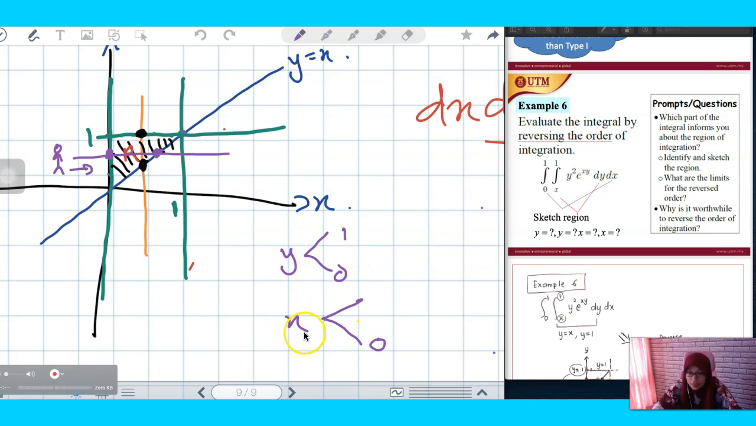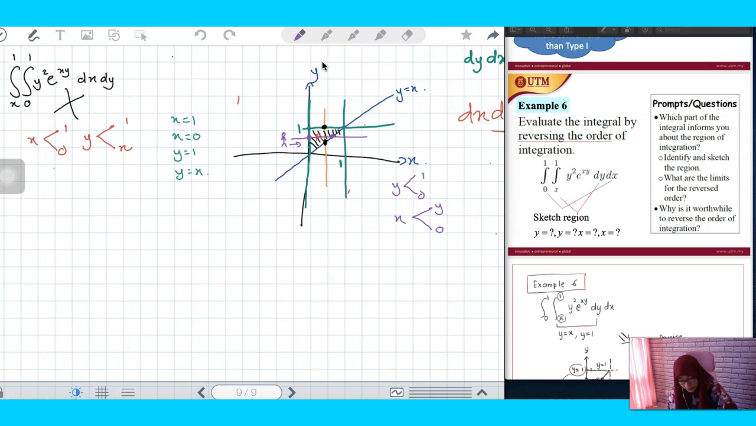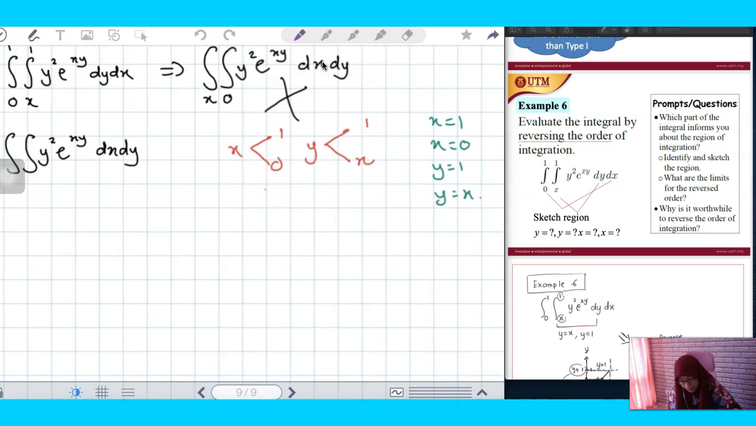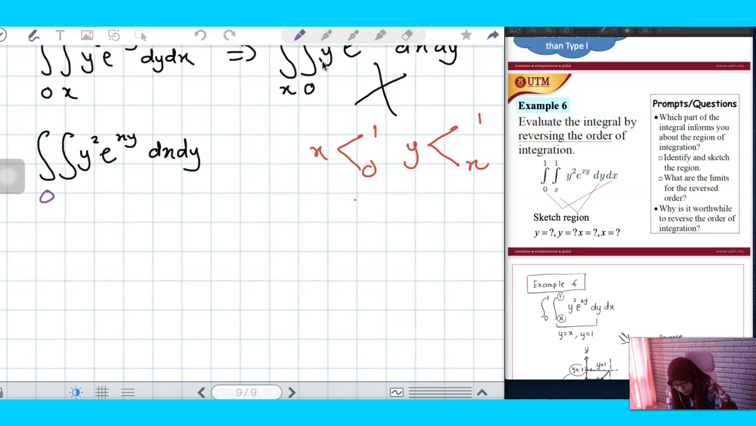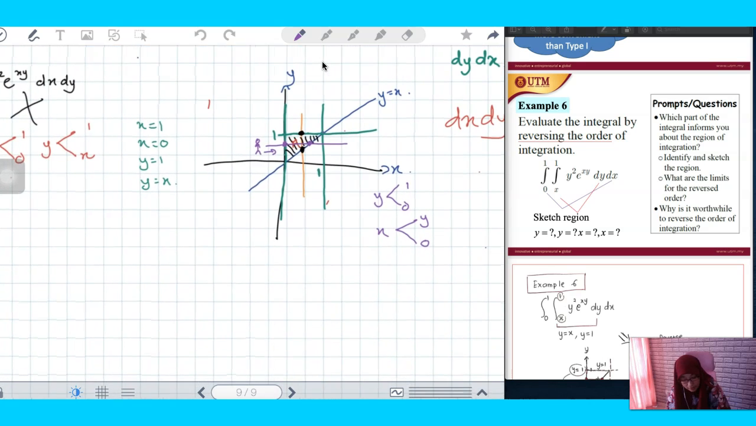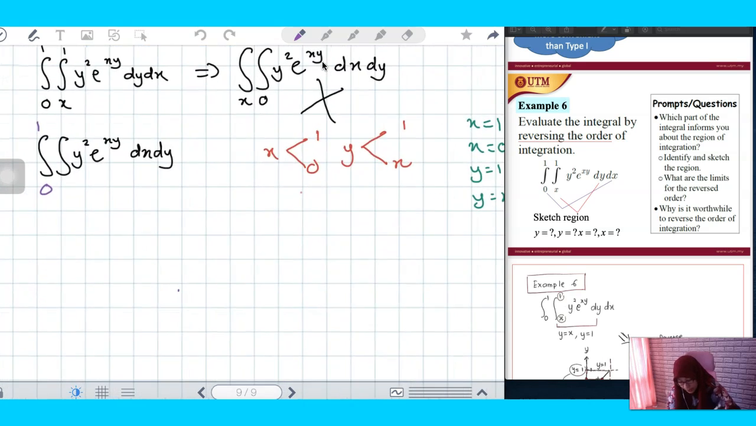So this point belongs to, now you have x equal to, not y equal to. We know that the original equation is given by y equal to x, but now you read it as x equal to, so x equal to y. So now your new limit: y is 0 to 1, and then x is 0 to y.